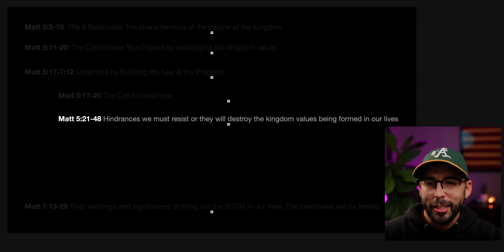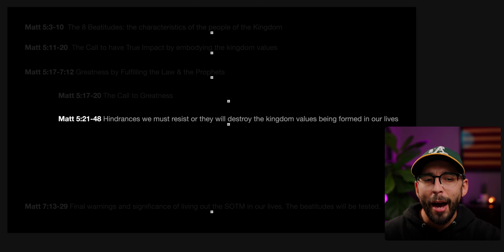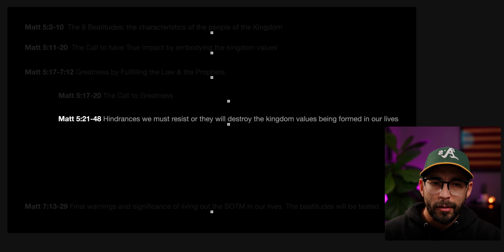All right, Matthew 5:21-48. Jesus is going to lay out 6 hindrances we must resist, or they will destroy the kingdom values being formed in our lives. A couple points here. I didn't write 6 hindrances, but there are 6, and it's clear in the text because there's a repeated formula, like with the Beatitudes. Blessed are the blah blah blah, for they will blah blah blah, and we see that repeated, and we're like, oh, okay, that's a grouping.